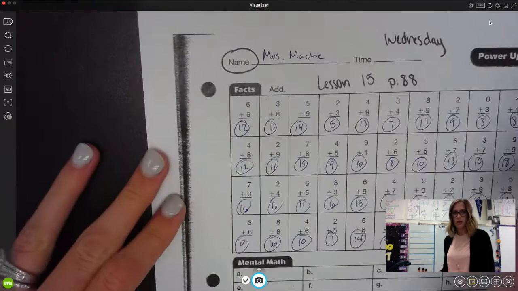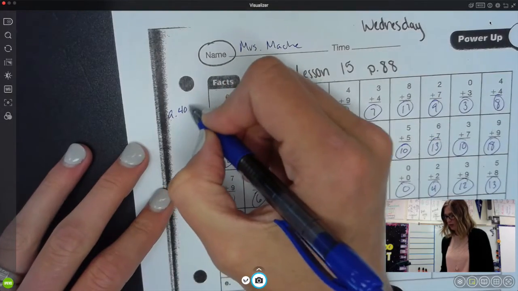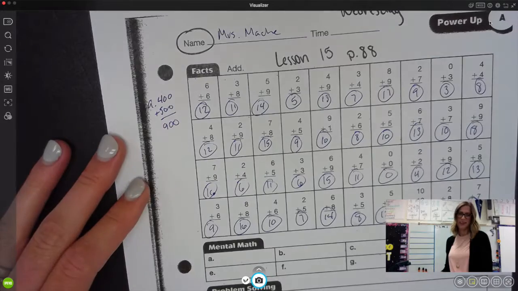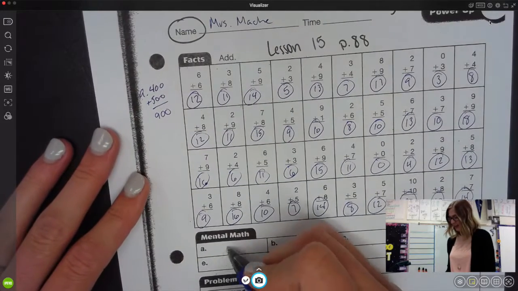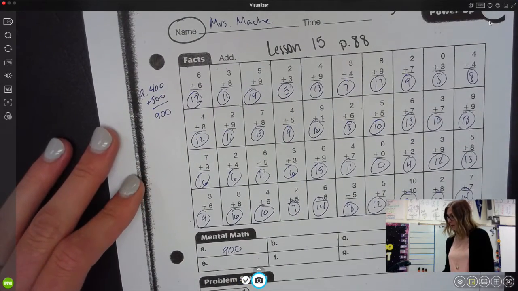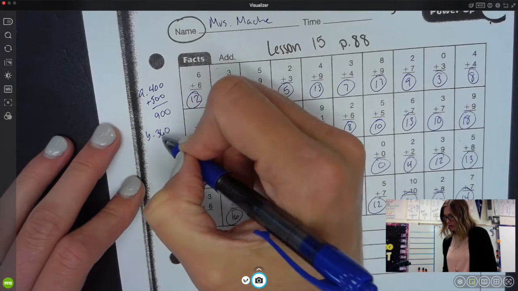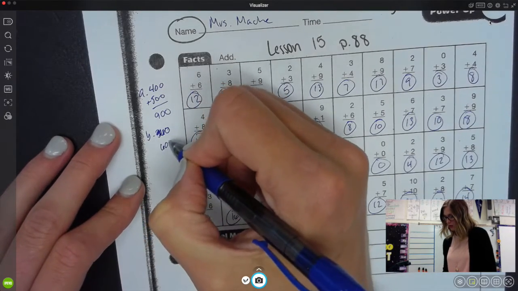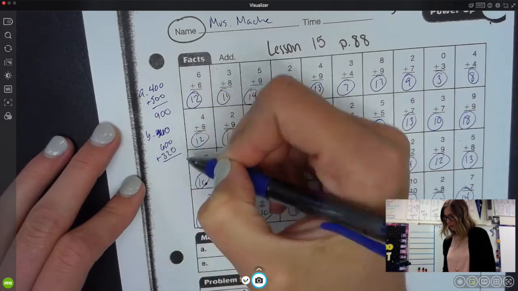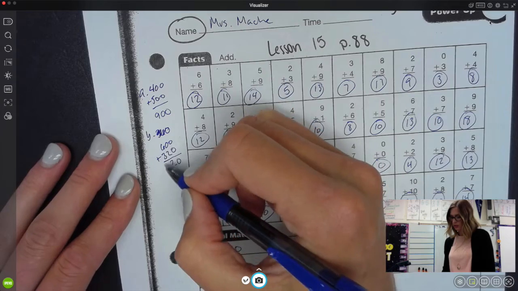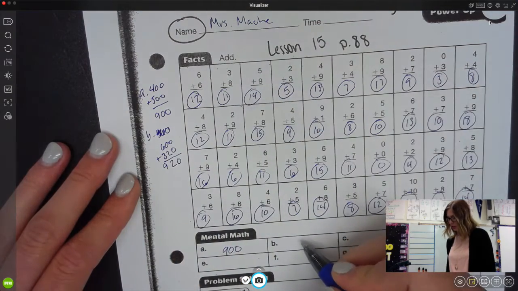A says 400 plus 500. 400 plus 500, 4 plus 5 is 9, so you get 900. B says 600 plus 320. Zero plus 0 is 0. 0 plus 2 is 2. 6 plus 3 is 9, so you get 920.